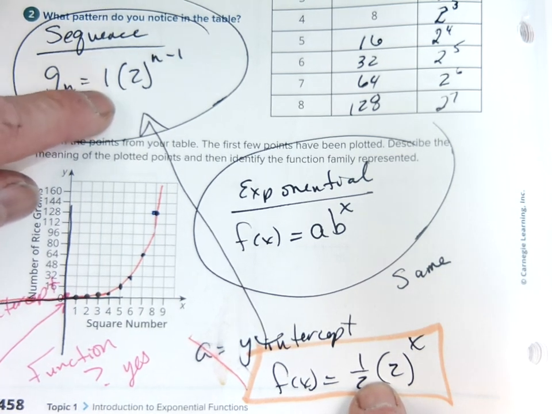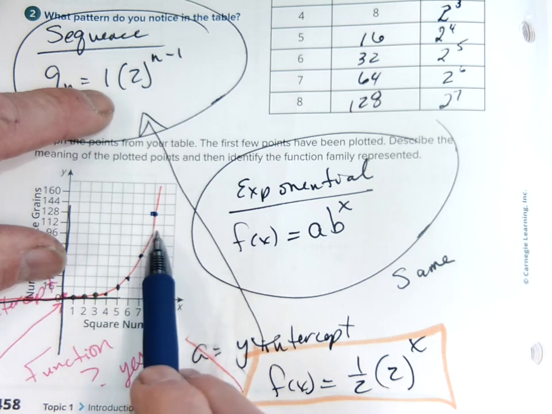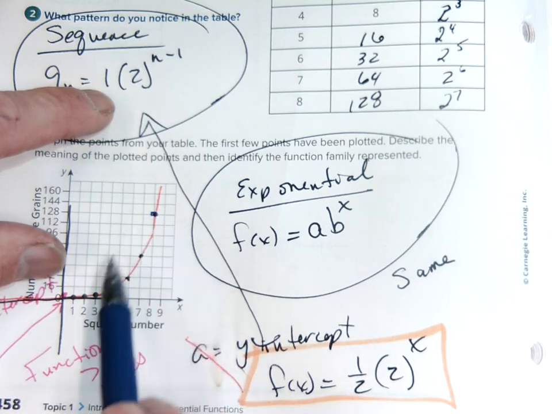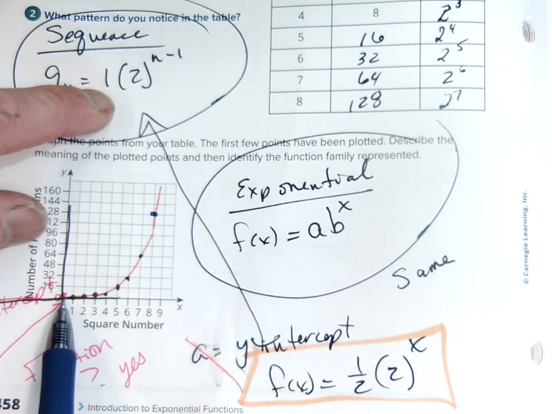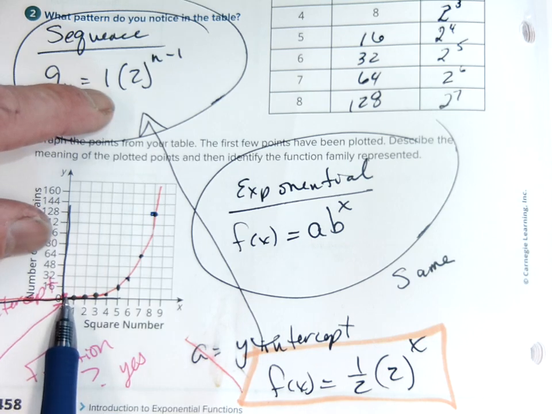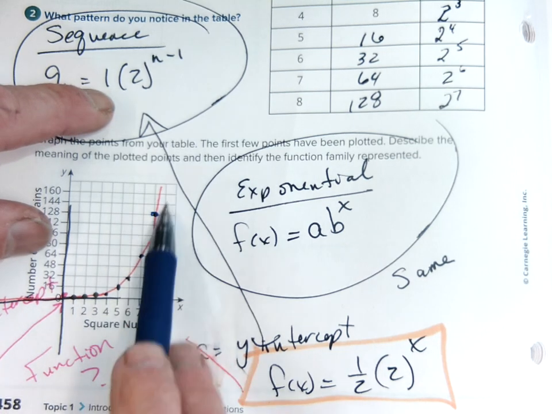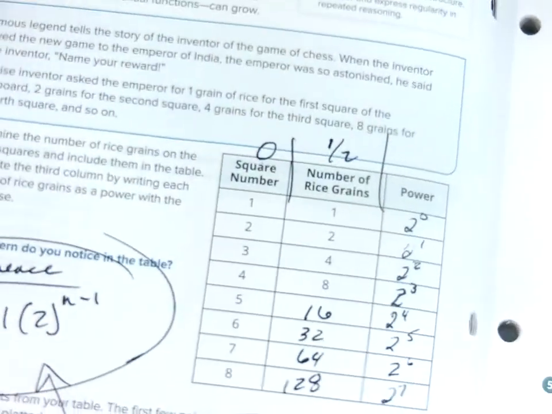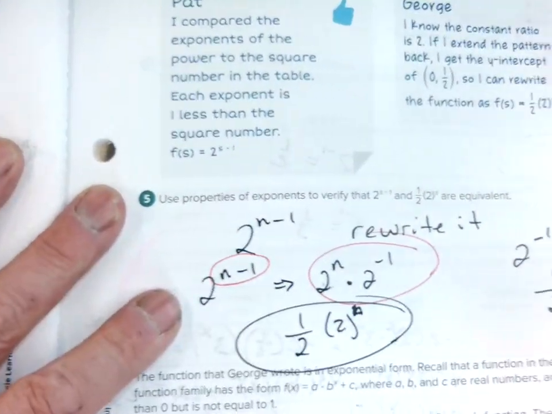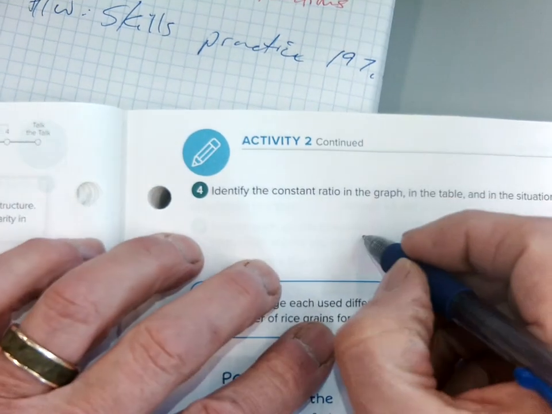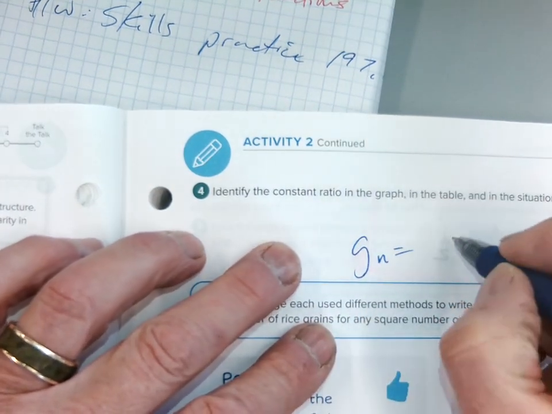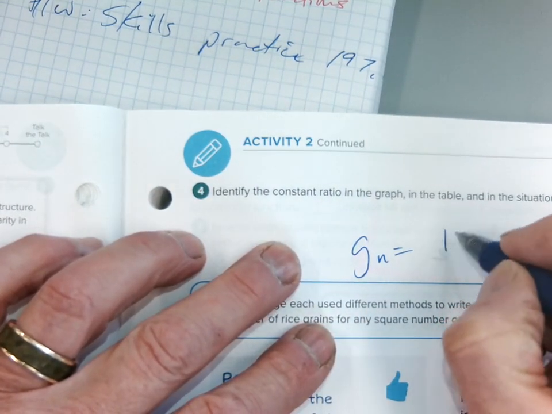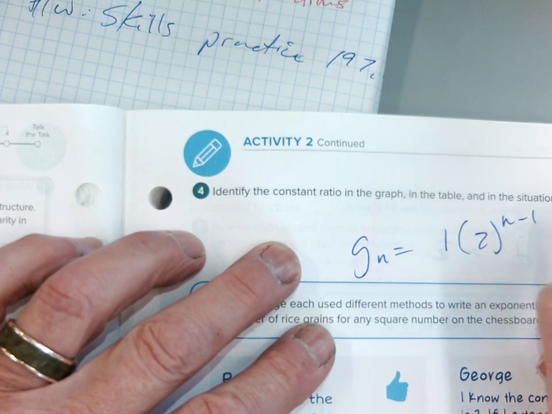The sequence is just the dots. No in-betweens, just the dots. And the sequence doesn't have a 0 term, and it doesn't connect, okay? So then we go, well, if that's the case, can we change this function, g of n equals 1 times 2 to the n minus 1 power, into a function?